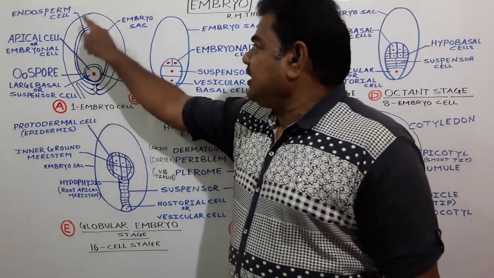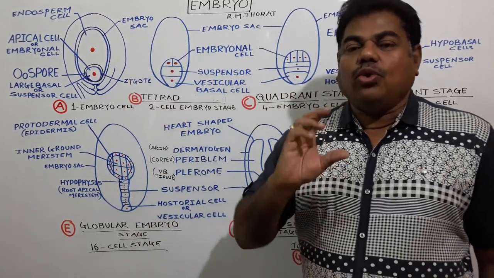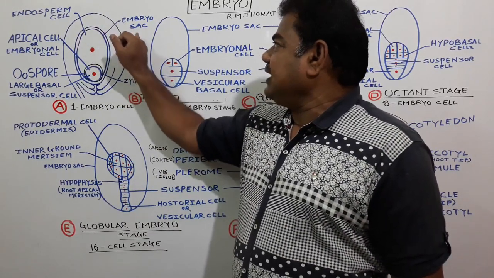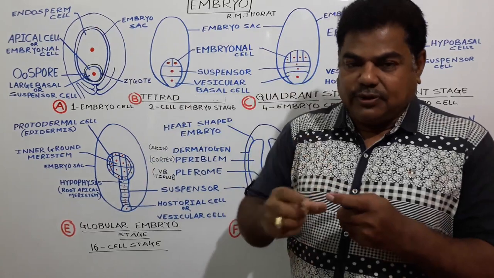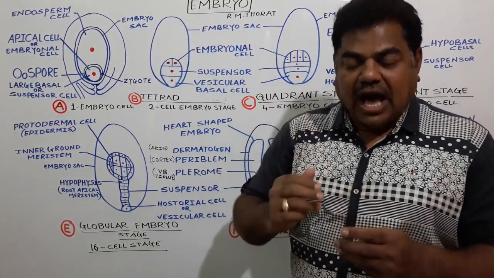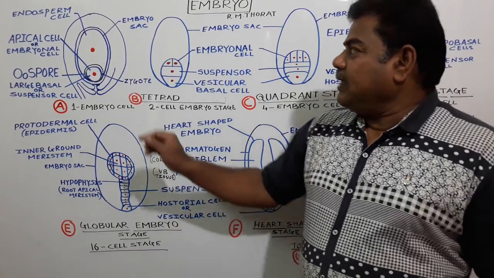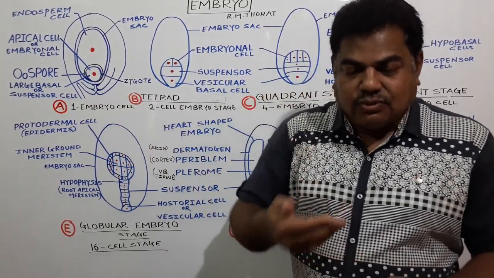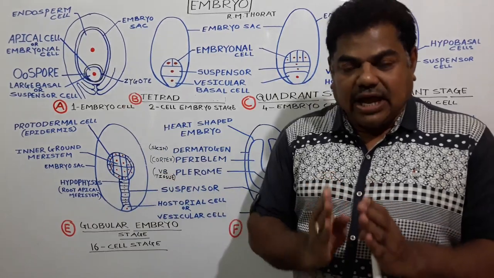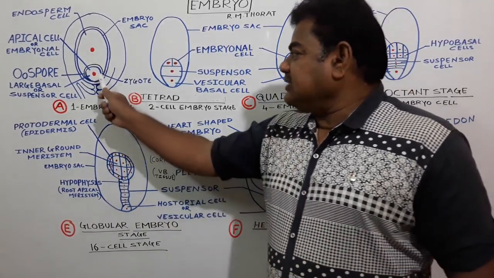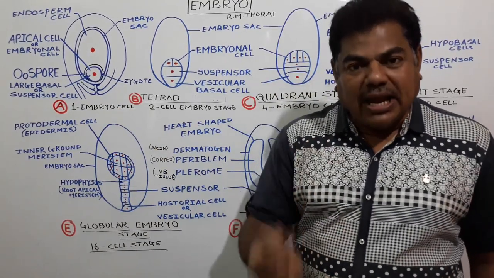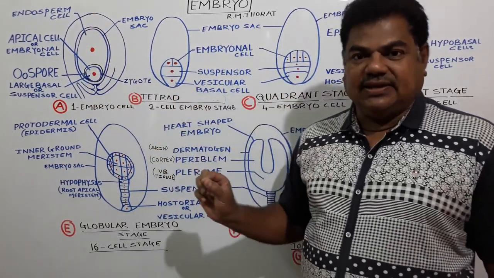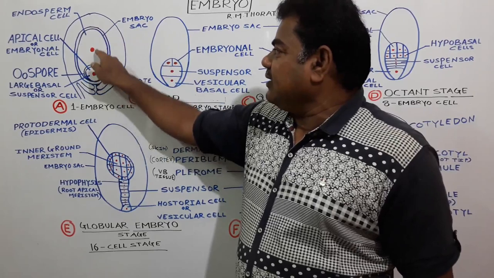We know this is the structure of an ovule, and in this ovule the sac which is there, we call it the embryo sac, because in this embryo sac embryo formation takes place after fertilization. Now this cell, after fertilization, gets transformed into the zygote, which is diploid in nature, and the zygote is always present towards the micropylar end. Opposite to the micropylar end is the chalazal end.